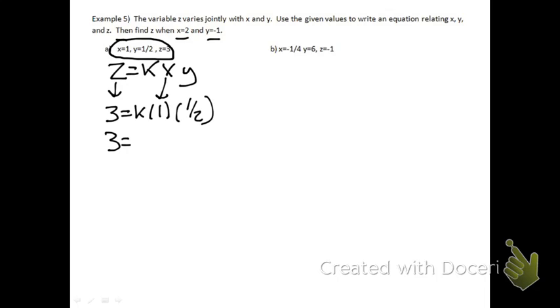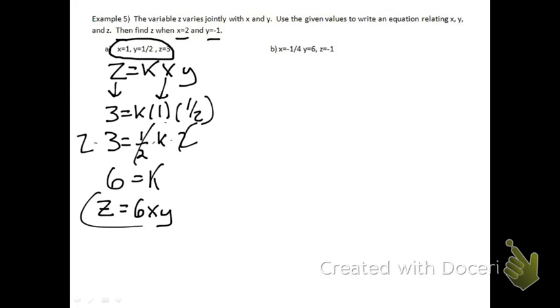I can get 3 equals, and if I multiply 1 times a half, that's just a half, right? So 3 equals a half times k. If I were solving for k, I'd multiply both sides by 2, cancel with the half, and I get my k value is 6. So my constant of variation is 6. So the model for this equation is z equals, and instead of kxy, I can write 6xy. So that's the first part. There's my model, or the equation that relates x, y, and z.